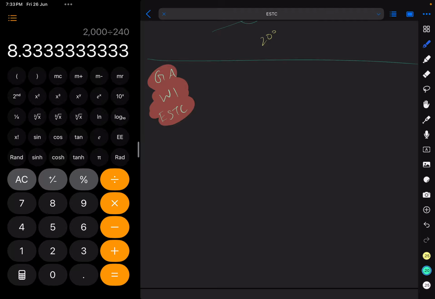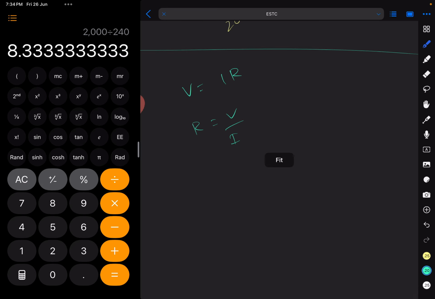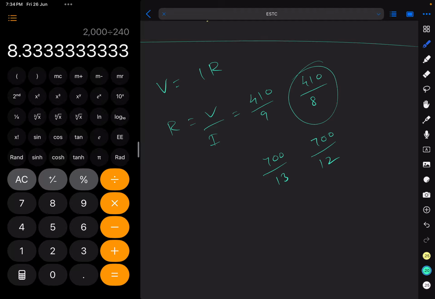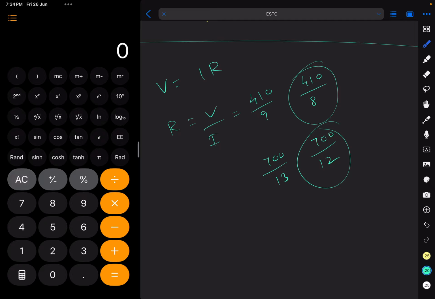First question, I have read and agree to this. Which of the following bulb will have highest resistance? V is equal to IR, R is equal to V by I, correct? So 410 by 9, 410 by 8, then 700 by 13, 700 by 12. Obviously denominator increases, entire answer decreases. So this and this I need to check.